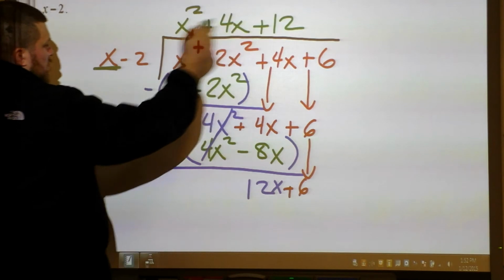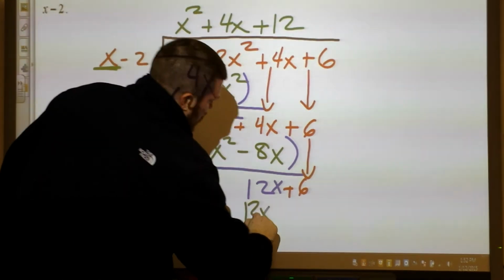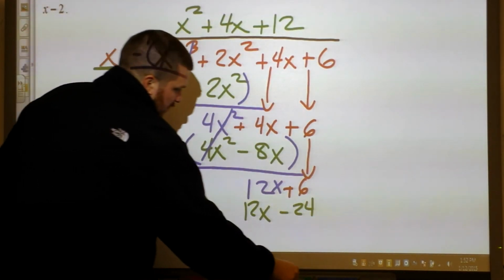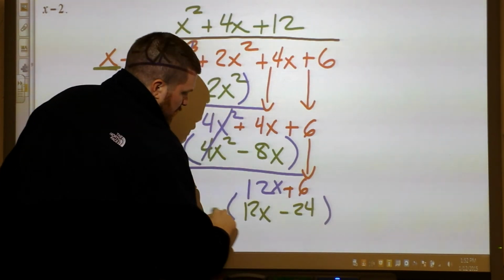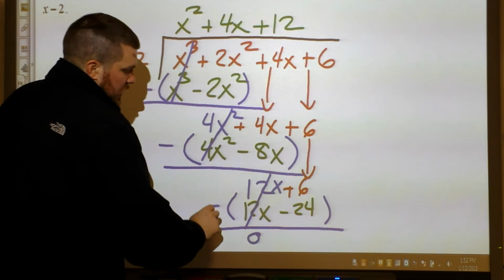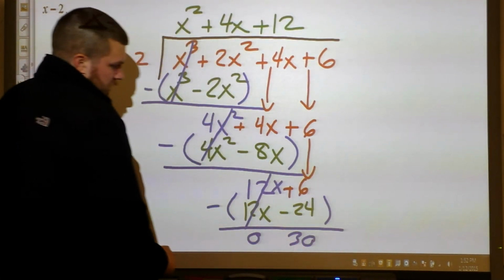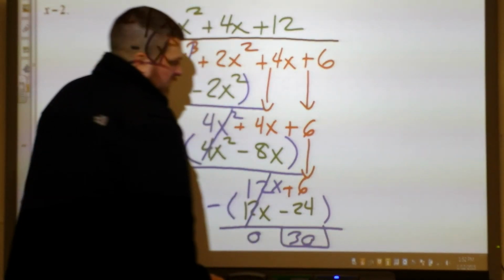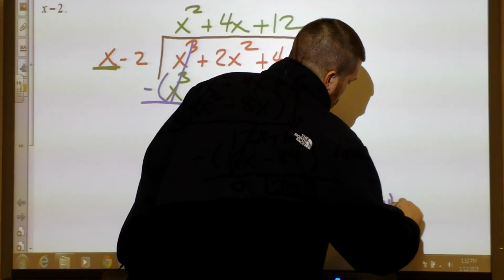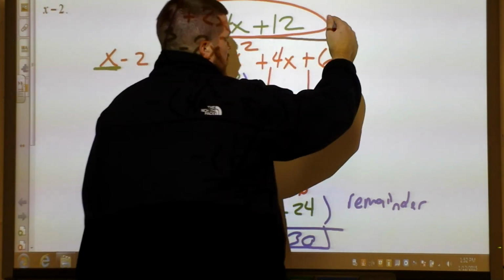Now we multiply 12 times both pieces of the divisor. 12 times x is 12x. 12 times negative 2 is negative 24. Now we subtract. 12x minus 12x cancels out like it's supposed to. And then 6 minus negative 24 is positive 30. Okay, so our very last thing, 30 is our remainder. And then our quotient is up here.